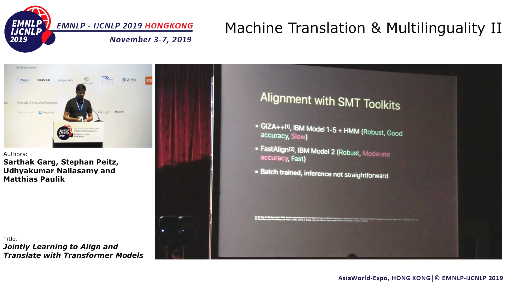One major drawback of these methods is that they are batch trained. This means that if you want alignments for source translation pairs, you have to feed all such pairs during training time to these models. And if you want to infer alignment information for new source target pairs, the inference is not straightforward.